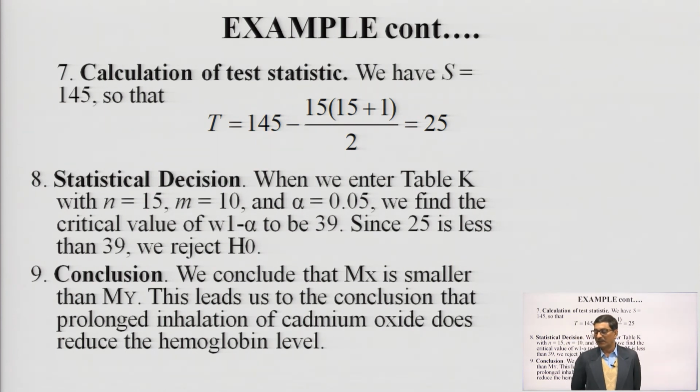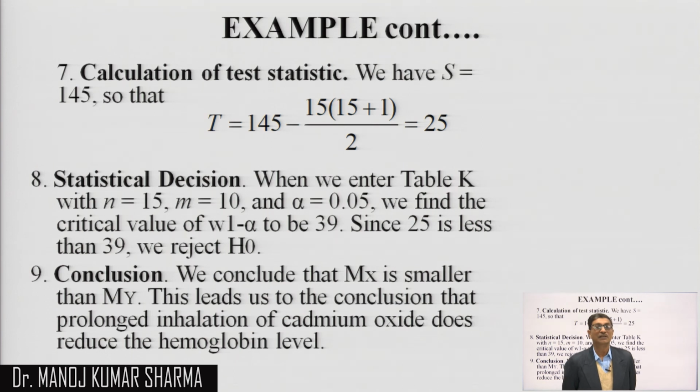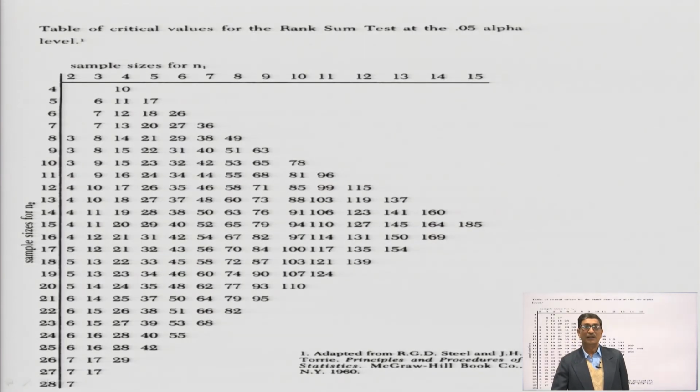When we enter the table with n equal to 15 and m equal to 10 for alpha 0.05, we find the critical value is 39. Since our calculated value 25 is less than the tabulated value 39, we reject the null hypothesis and conclude that the median of X is smaller than the median of Y. This leads us to the conclusion that prolonged inhalation of cadmium oxide does reduce the hemoglobin level. This is the table for this.